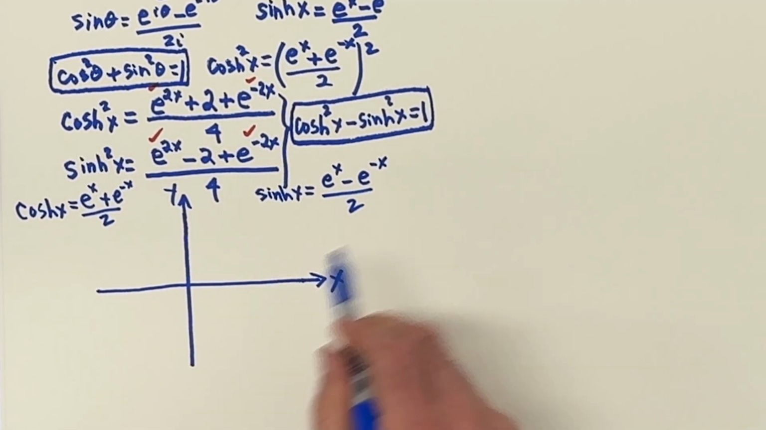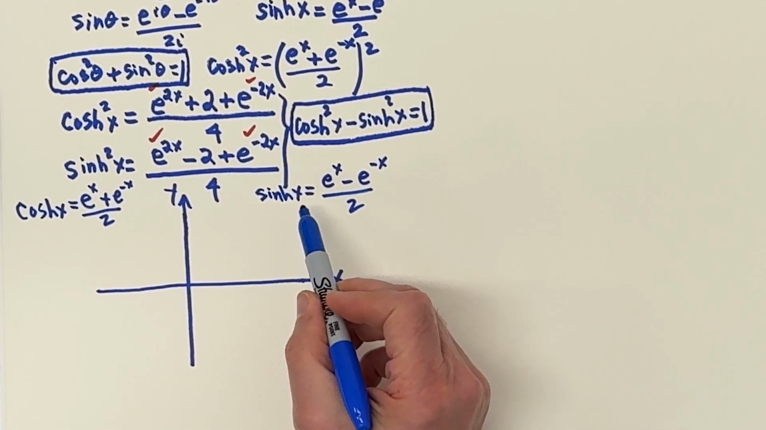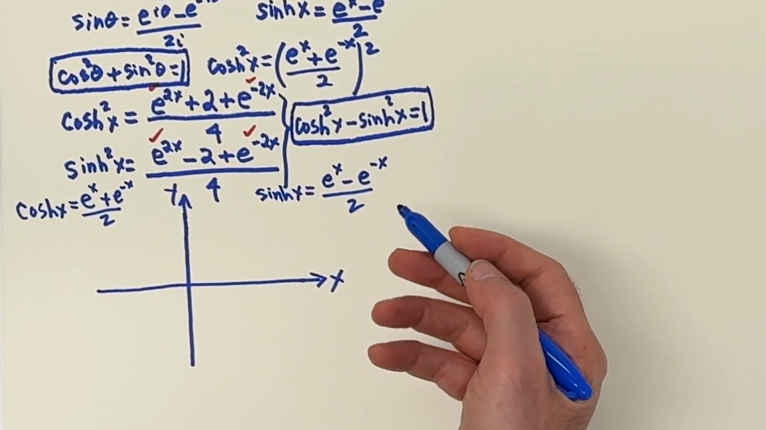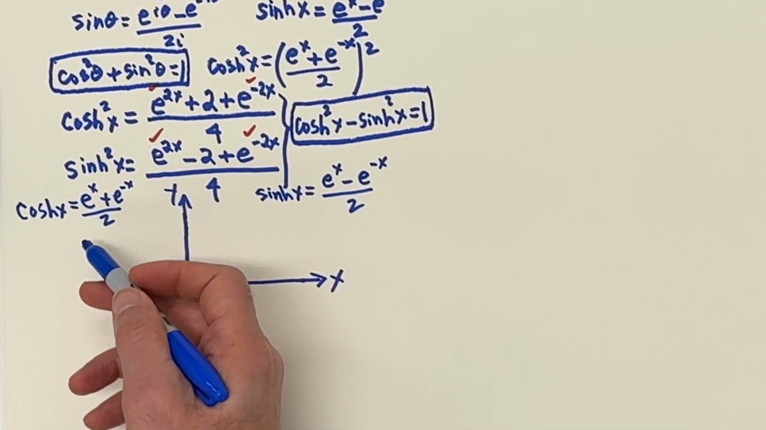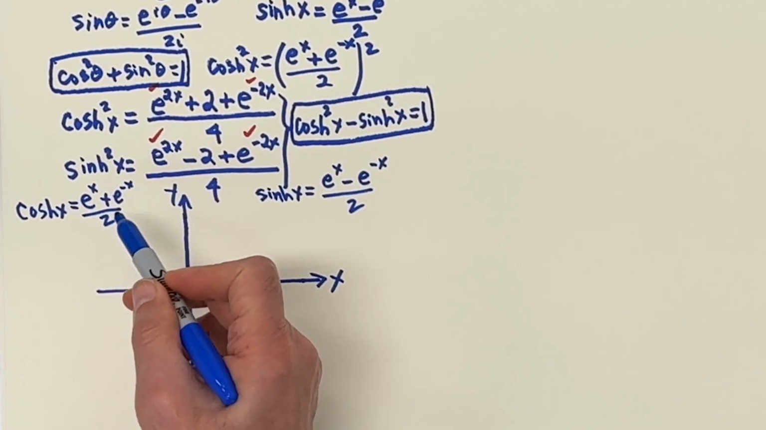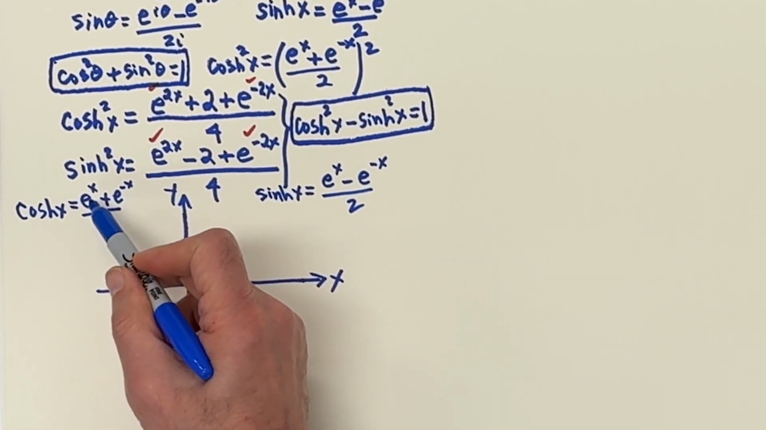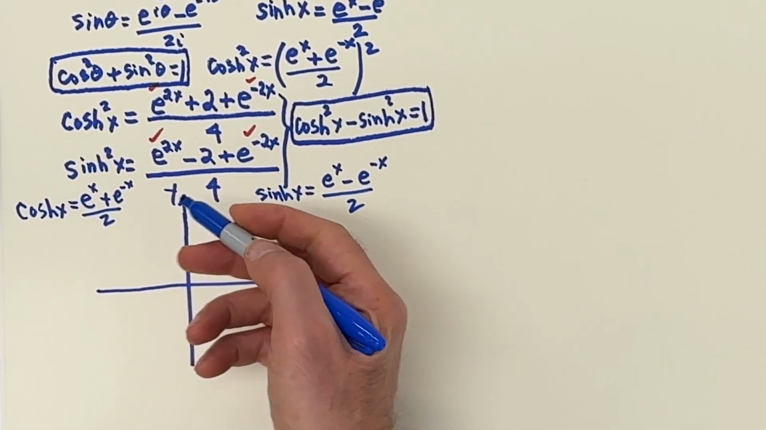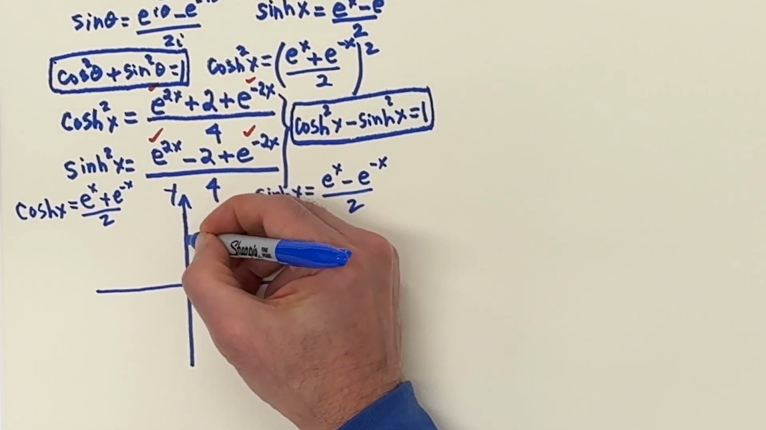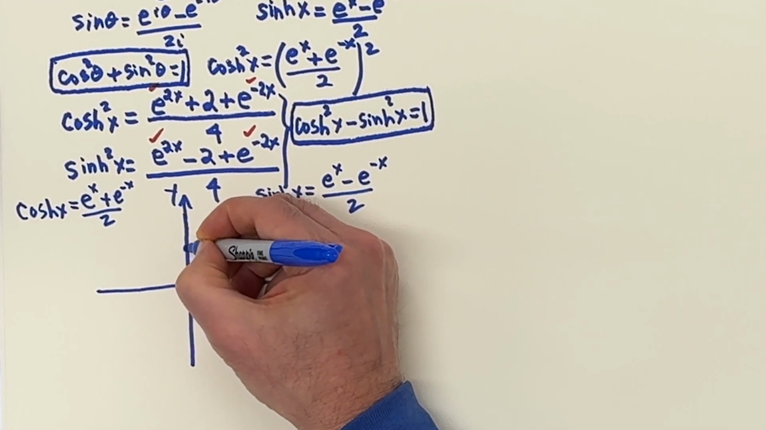Now, if I put in 0 for x, then the sinh is going to be 0. And the cosh is going to be e to the x, if x is 0, is going to be 1 plus 1 over 2. It's going to be 1. So let's mark 1.